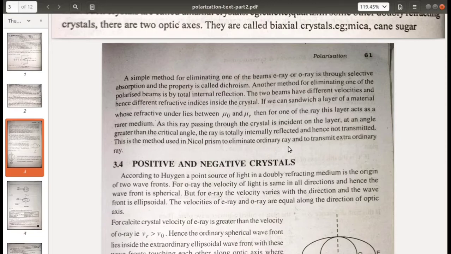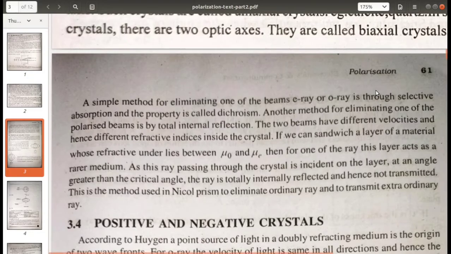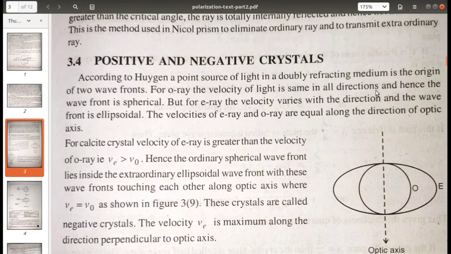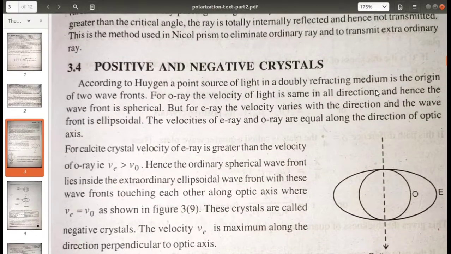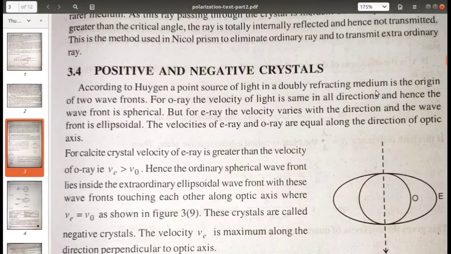If it is incident at an angle greater than the critical angle, then total internal reflection will take place for that particular ray, and that ray will not be transmitted. Instead, it will get totally internally reflected. So by this method also, this is one method for eliminating one of the rays from these double refracted rays. So this can be done by Nicol prism. Okay. Now we can discuss positive and negative crystals.